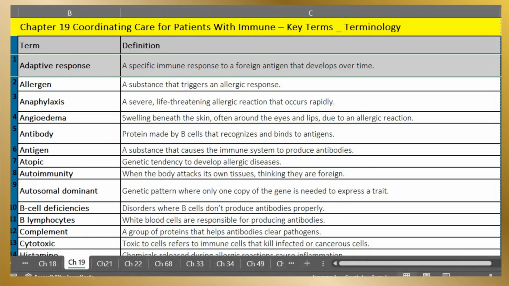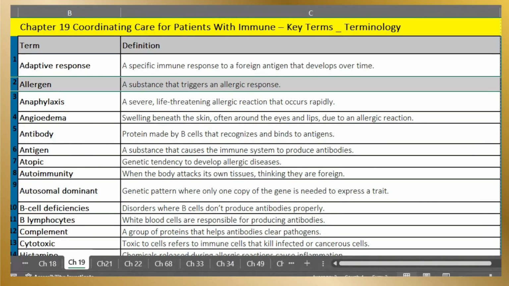Then the next one is allergen. An allergen is a substance that triggers an allergic response. So allergen equals allergy trigger, like pollen or peanuts.